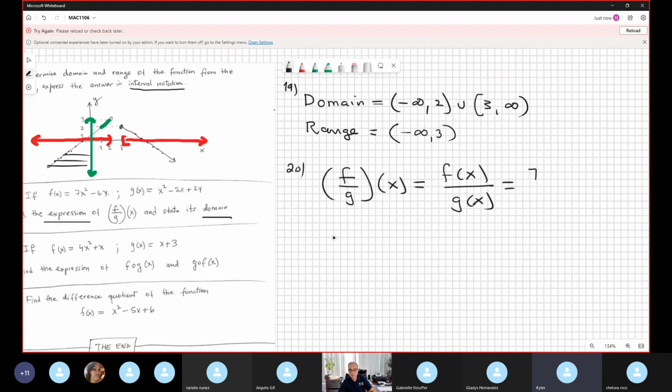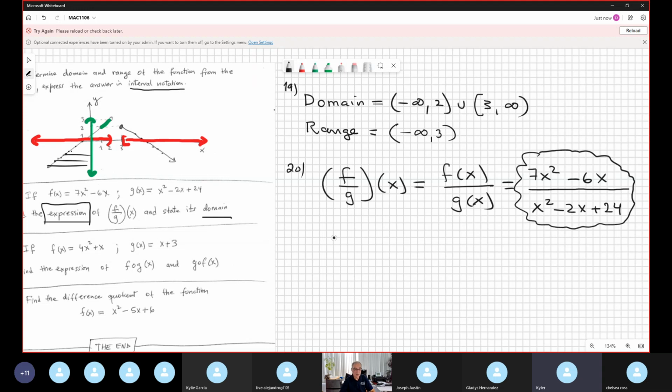7x squared minus 6x divided by x squared minus 2x plus 24. 24, not 2. I'm crazy. Done. This is my first answer, the expression. We can do something if you want, but not necessary. You leave it like that. Now, the second part is to state the domain.